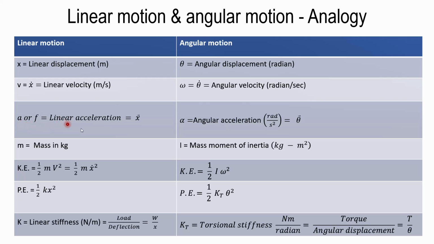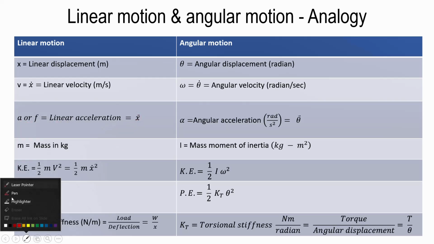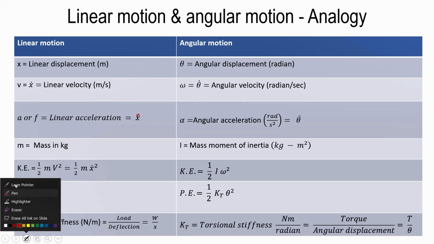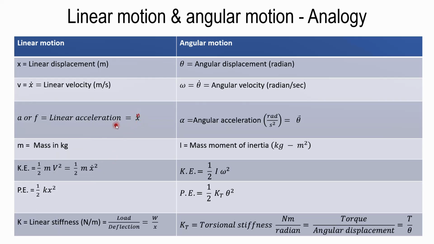a or f is the linear acceleration, ẍ, so here two dots are there. ẍ is the linear acceleration, θ̈ is the angular acceleration. It is also denoted by α. Here it is a or f, and this is in meter per second square, this is in radian per second square.